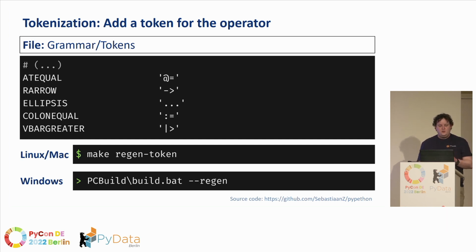On Windows, you can use the build.bat file, with --regen. This regenerates a lot more than just a tokenizer, but it will also regenerate your tokenizer. And just like that, we now have a new token in Python.